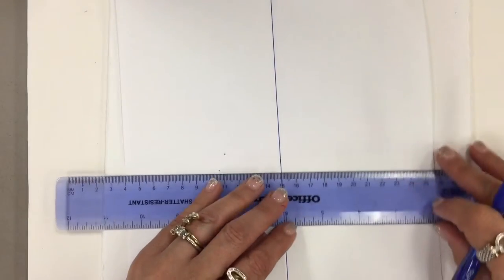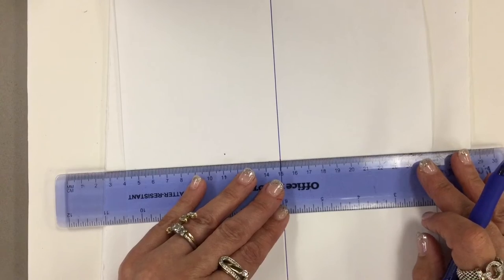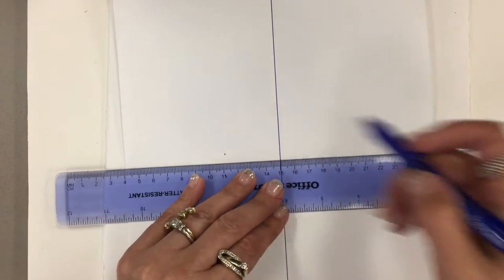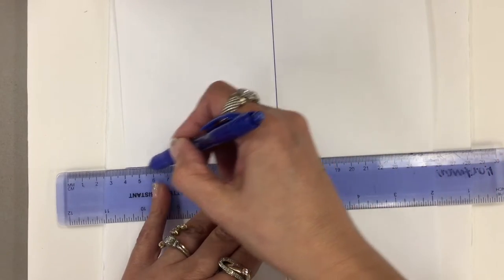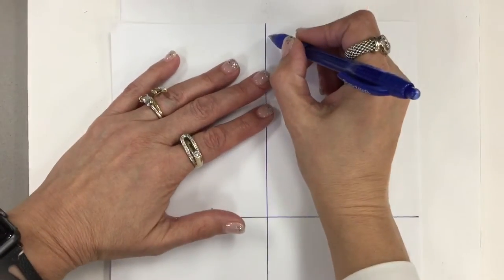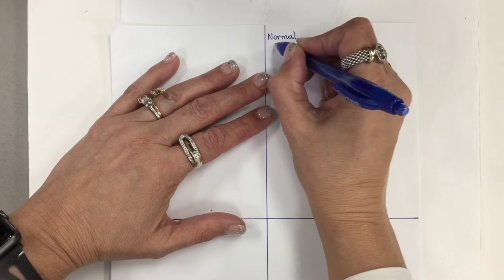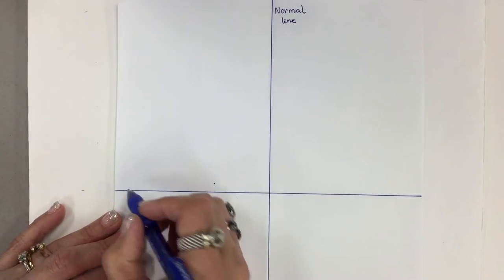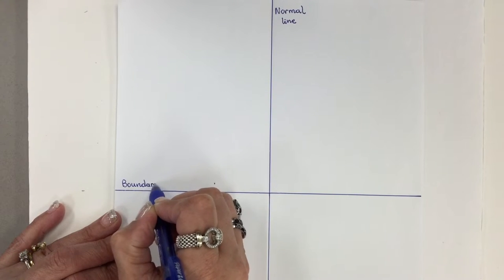Turn your ruler and over that almost invisible crease from when I folded the paper, draw a horizontal line. This vertical line is the normal line. And the horizontal line is the boundary line.